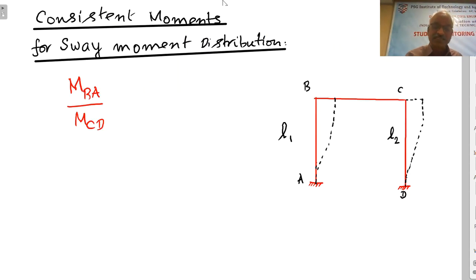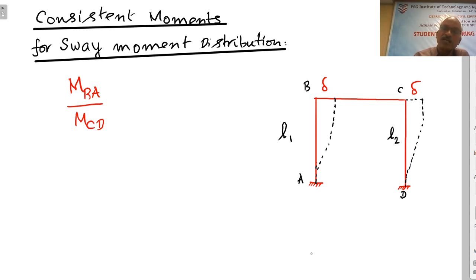Now for the next step, the point is we do not know by what amount the frame will sway. The value of delta is not known. Also, we do not know whether the frame will sway to the right or to the left. Therefore, we will not be able to assume fixed moments for the moment distribution process, because only if fixed moments are there will you be able to carry out sway moment distribution. So neither delta is known nor the direction of delta.